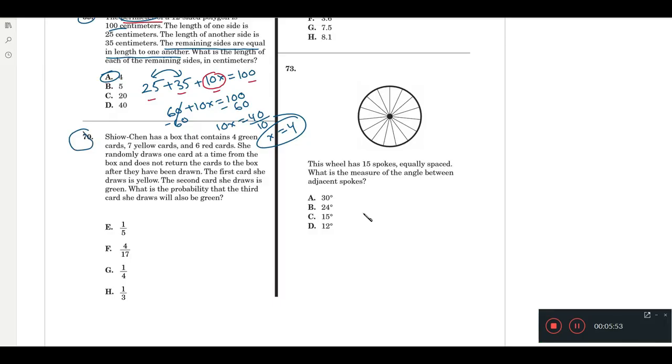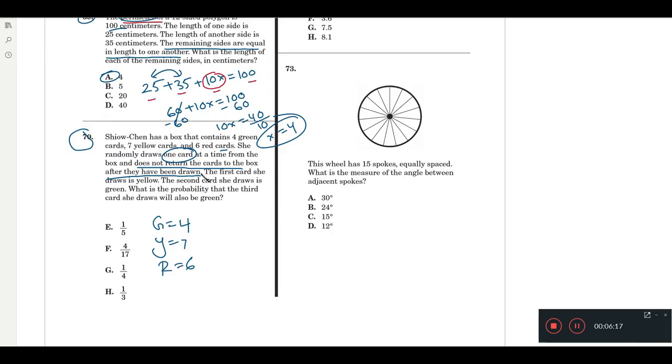Showchan has a box that contains 4 green cards, 7 yellow, and 6 red cards. She randomly draws 1 card at a time from the box and does not return the cards to the box after they have been drawn. When she picks up 1 card, she does not return it. That's without replacement.